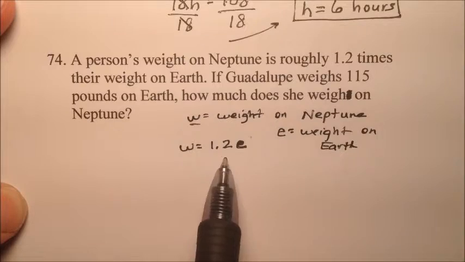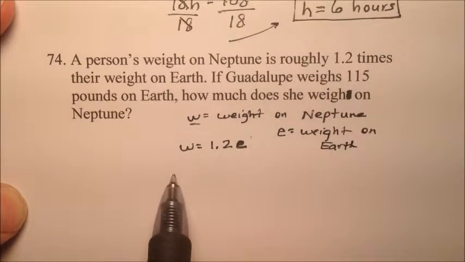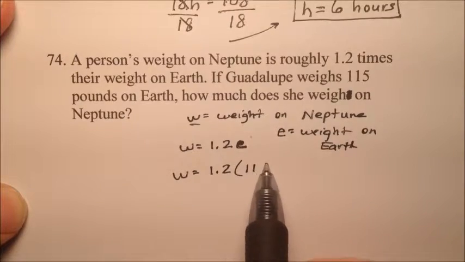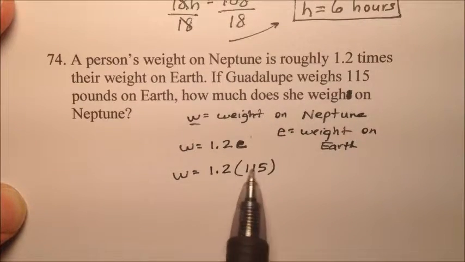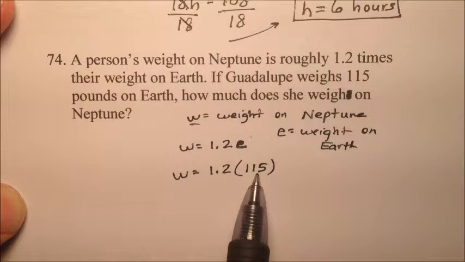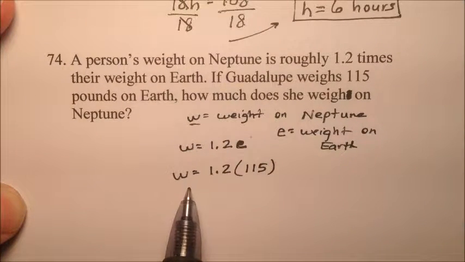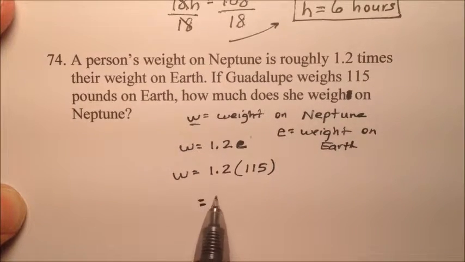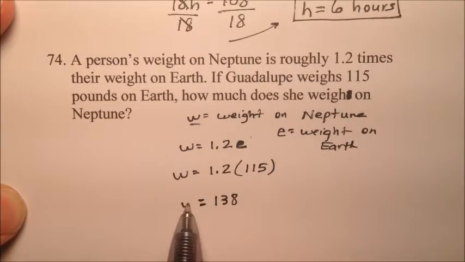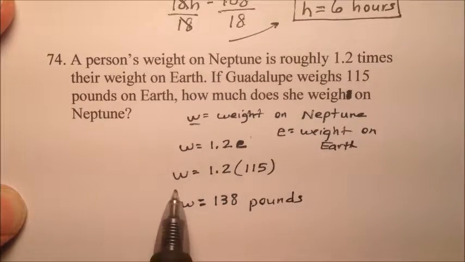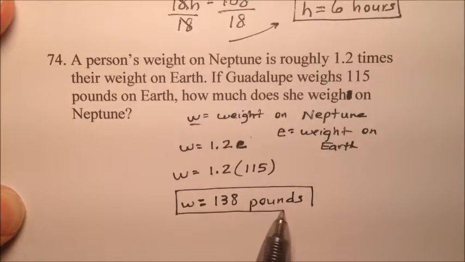So we know that Guadalupe weighs 115 pounds on Earth. So 1.2 times 115 pounds on Earth. Now it really just looks like we're going to multiply this. So it looks like an expression, 1.2 times the weight on Earth. It's going to give us this weight on Neptune. And 1.2 times 115 is going to be 138 pounds. So we can say the weight on Neptune will be 138 pounds. There we go. That's the answer for number 74.